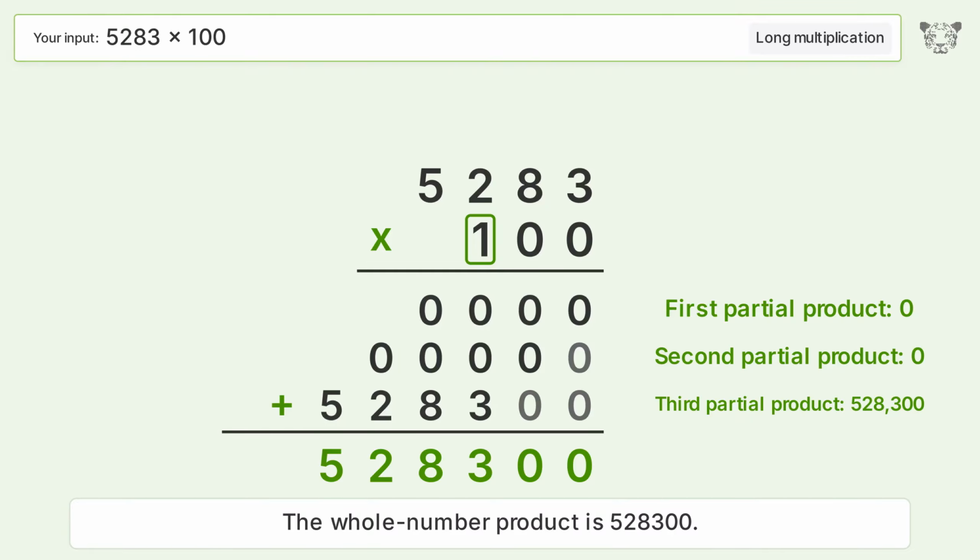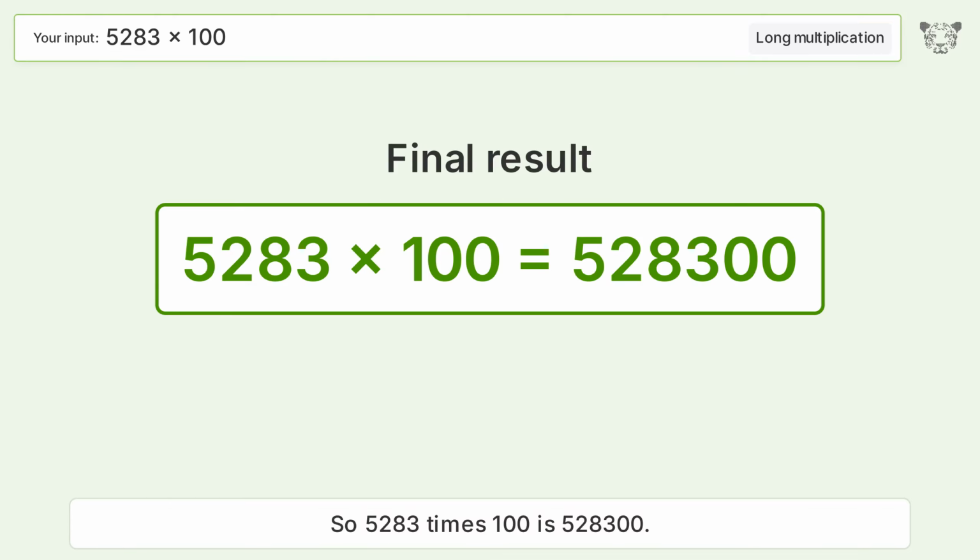The whole number product is 528,300. So 5,283 times 100 is 528,300.